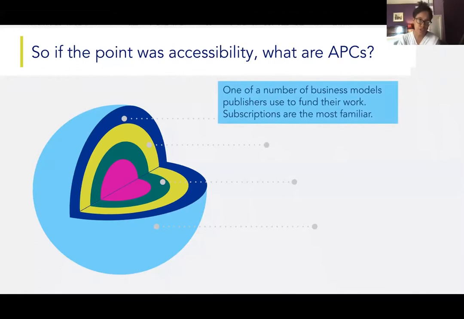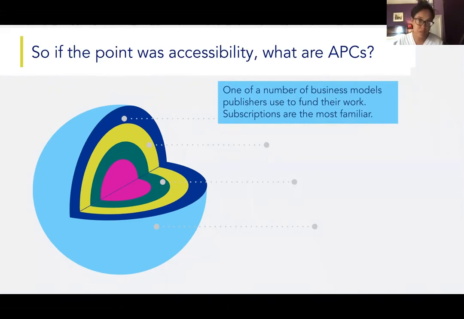I've heard it defined as article publishing charges, article processing charges, author publishing charges. It is the amount of money that an author is charged at acceptance to make a paper openly available and to retain copyright. It's one of a number of business models.